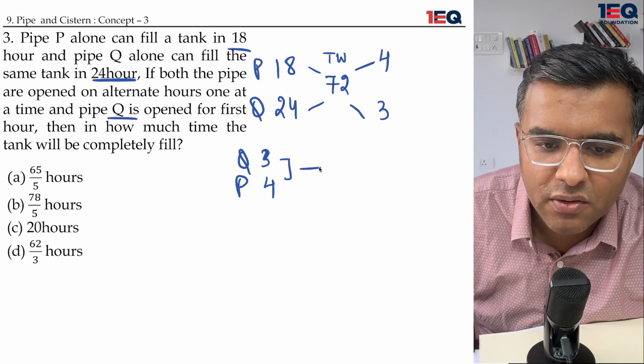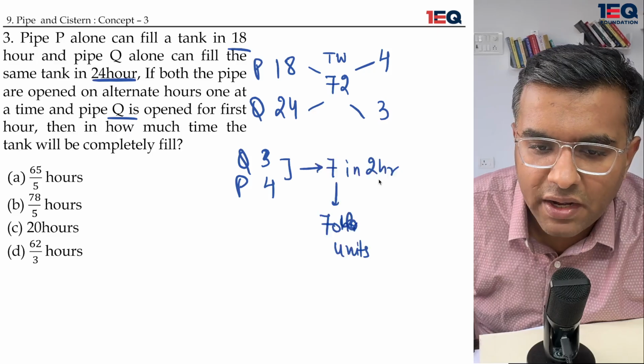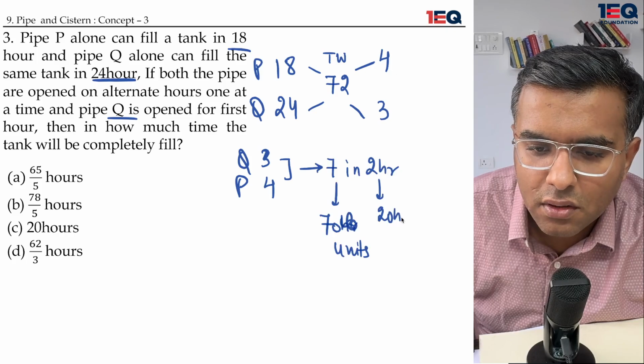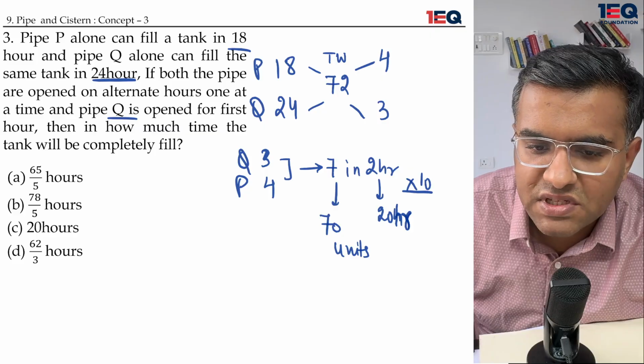Both of them together are contributing 7 in 2 hours. Multiplying it by 10, 7 into 10 is 70 units of work. 72 units is the total work, and 20 hours is the time. I'm multiplying the time by 10, so 20 hours is the time for 70 units of work.